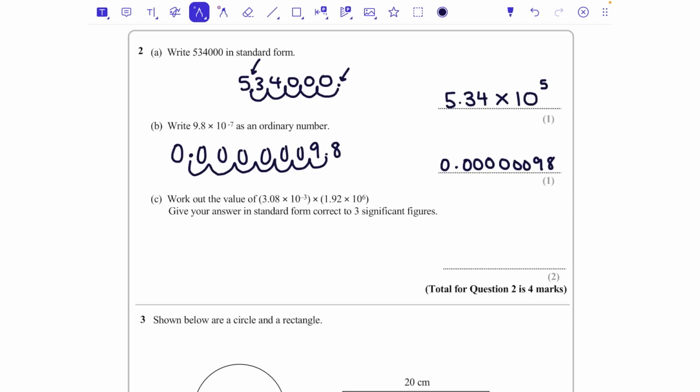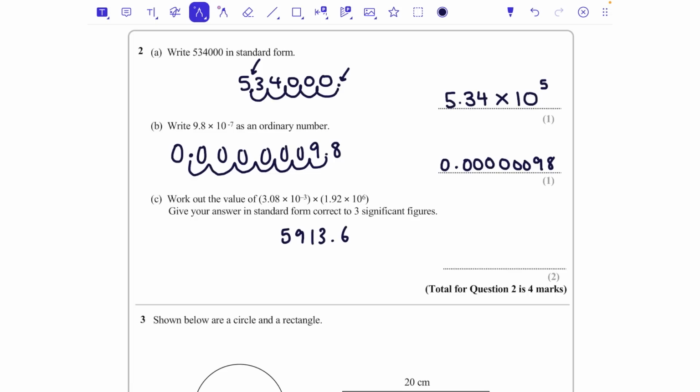For part C, I'm just going to type this in my calculator exactly as it is there. So brackets 3.08 times 10 to the power of -3. Close the bracket and then times that by another bracket 1.92 times 10 to the power of 6. Shut that bracket and then hit equals, and in my calculator I get 5913.6, but I've been asked to write it in standard form, correct to 3 significant figures.